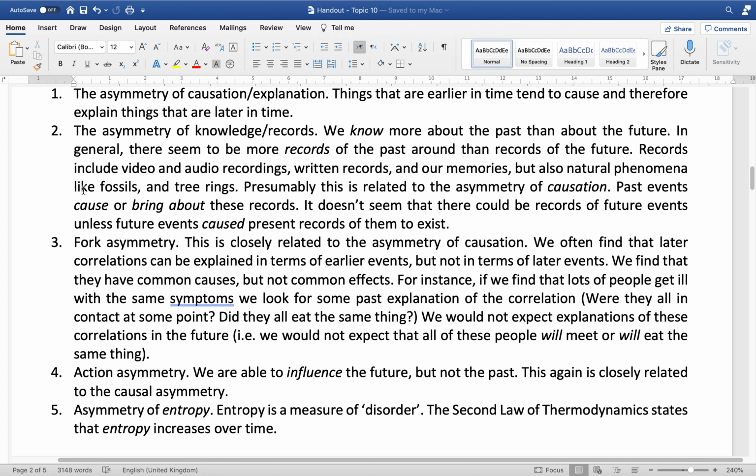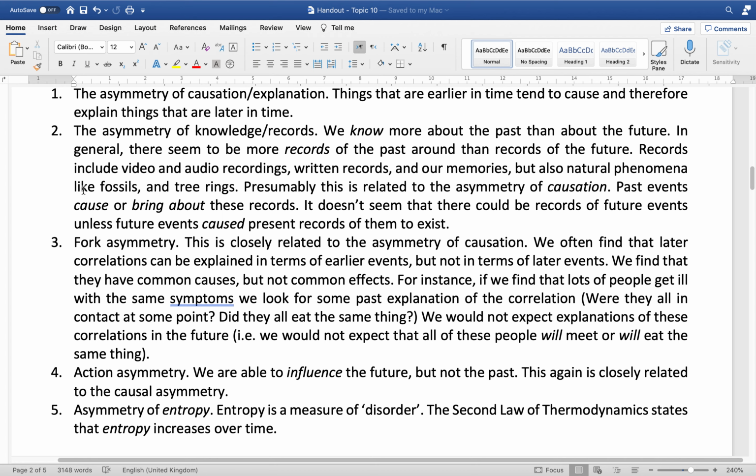But we wouldn't, by contrast, expect an explanation of these correlations in terms of some future event, right? So we wouldn't seek or expect to be able to explain the fact that all of these people fell ill with similar symptoms in terms of the fact that they all will meet at some time in the future or will eat the same thing at some time in the future. So this is the fork asymmetry that Reichenbach talks about.